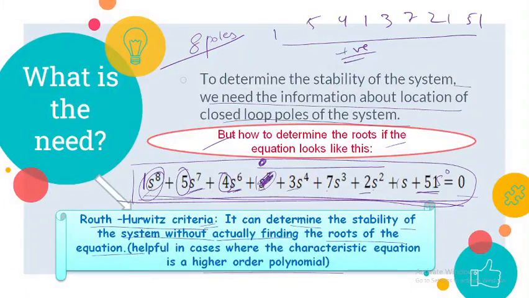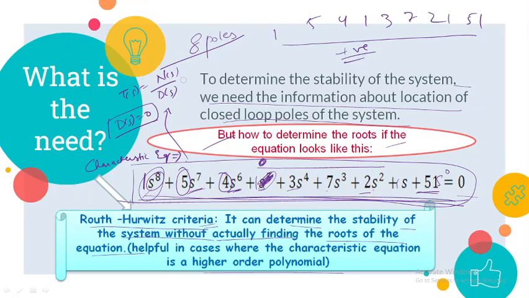So here you can see, if you are given any equation, first of all look at the equation. This is actually known as your characteristic equation. This represents the transfer function equal to N(s) divided by D(s). So this equation is the characteristic equation, that means D(s) is equal to 0. This becomes the characteristic equation.